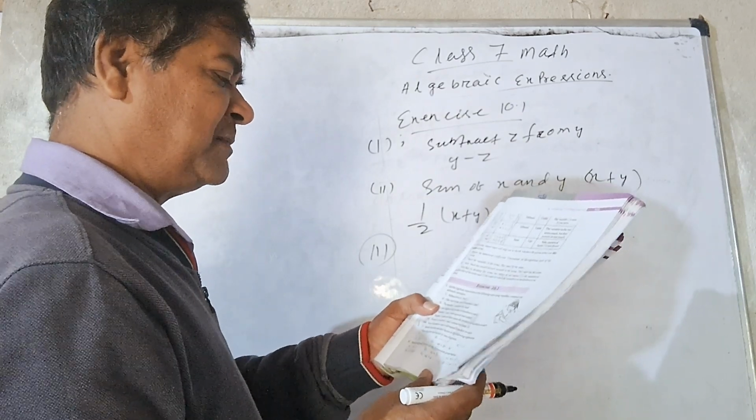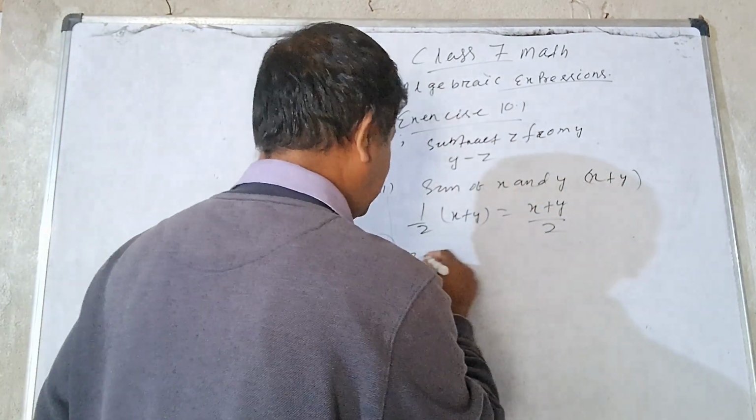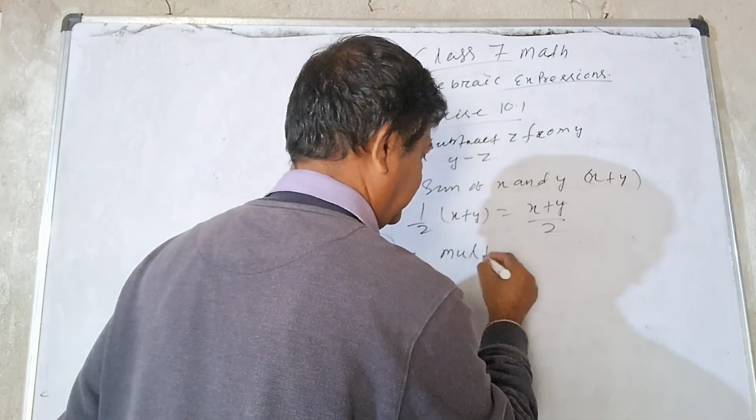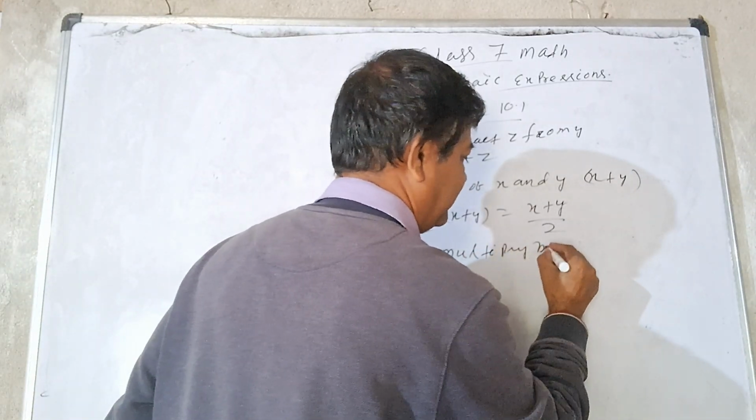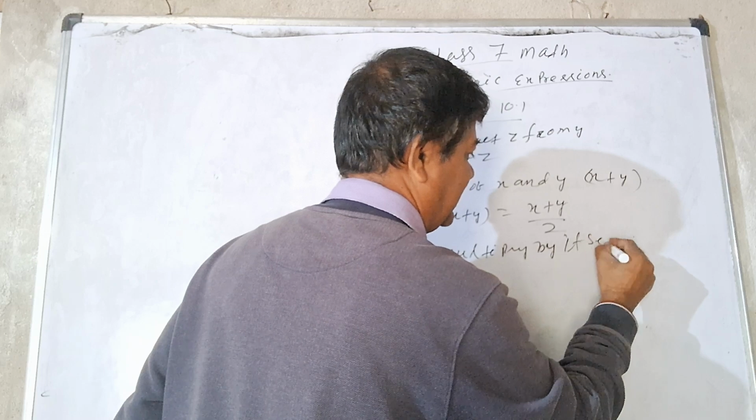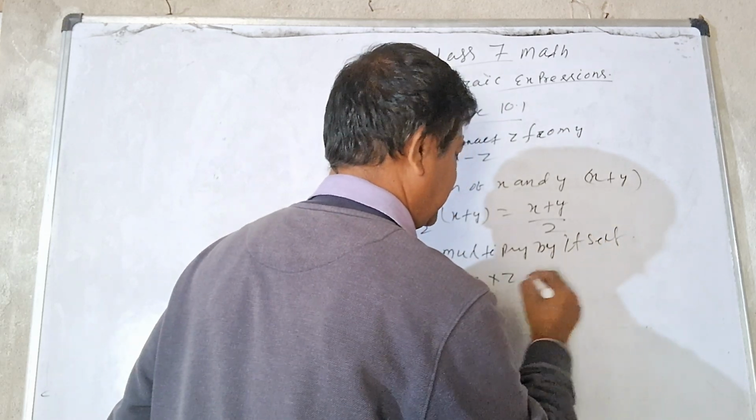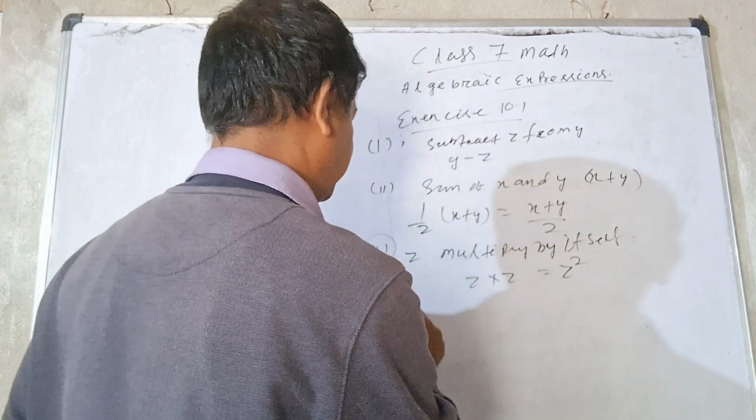The number z multiplied by itself. That means z into z. The answer will be z square.